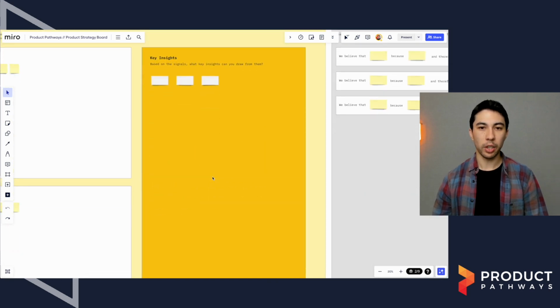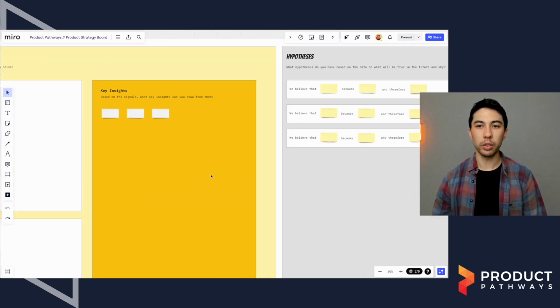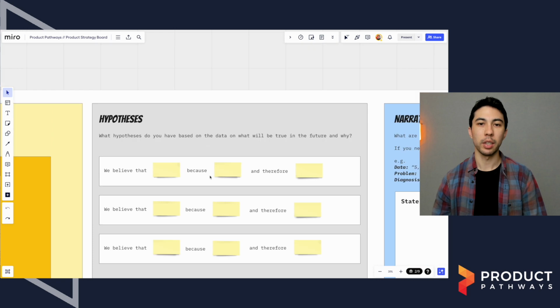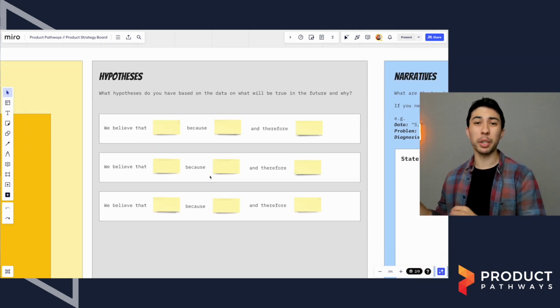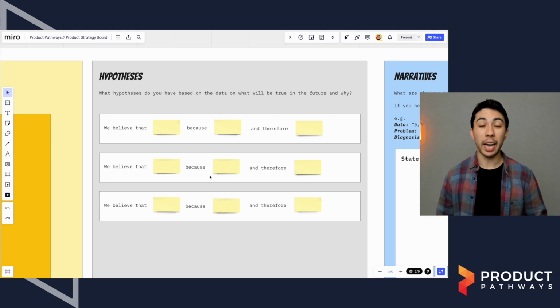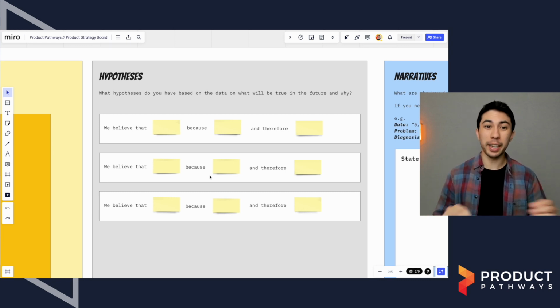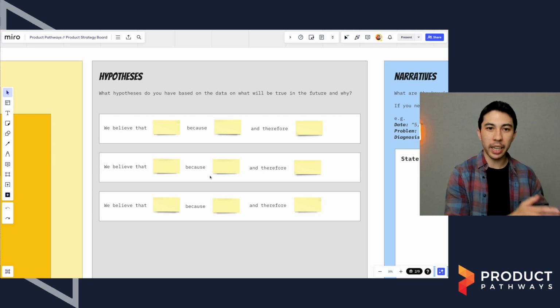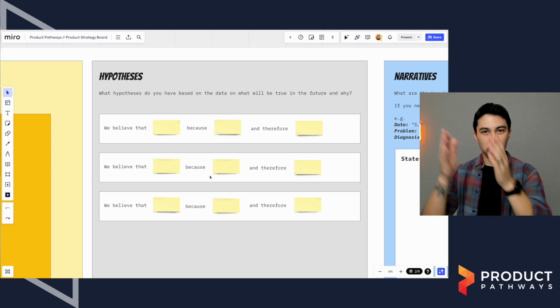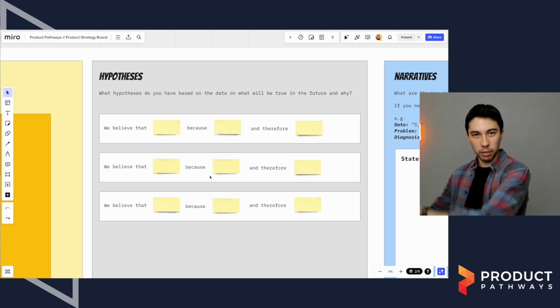Once we have those insights, we then want to start to formulate hypotheses. Again, these are hypotheses about, based on the data, what do we believe is going to be true in the future and why? And I've got a format for you to do this, but feel free to not follow this format if it doesn't make sense to you. But this format is just to help you if you need it. And the format is, we believe X because of Y and therefore blah.